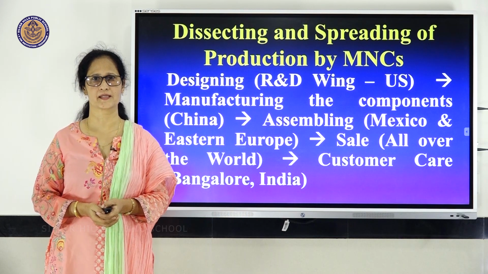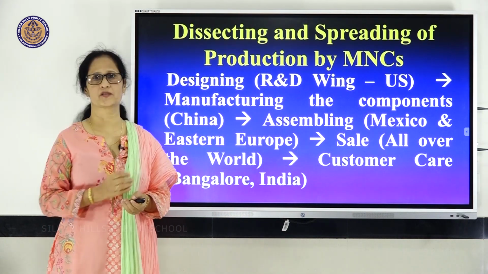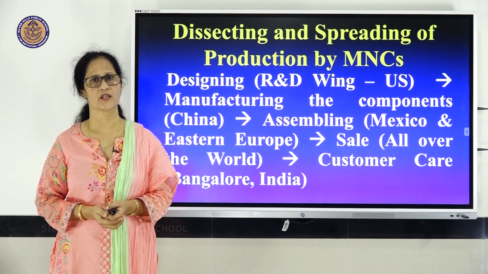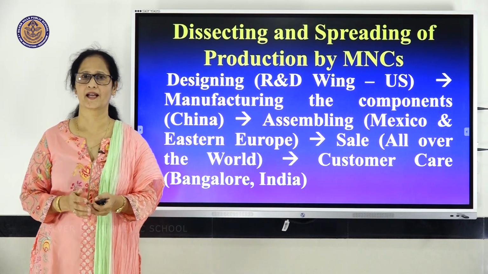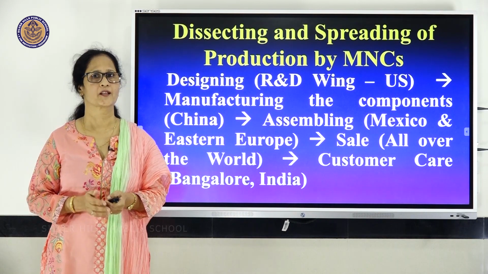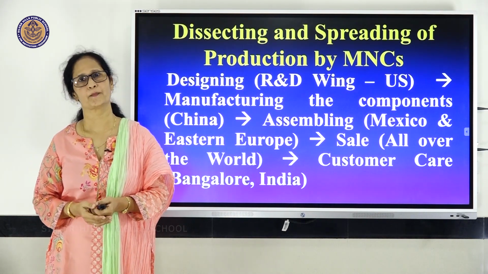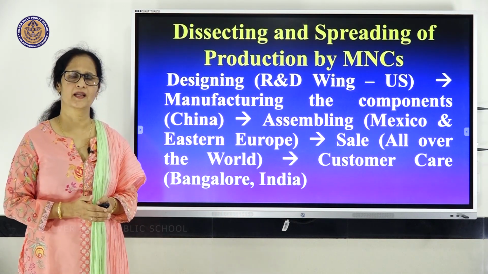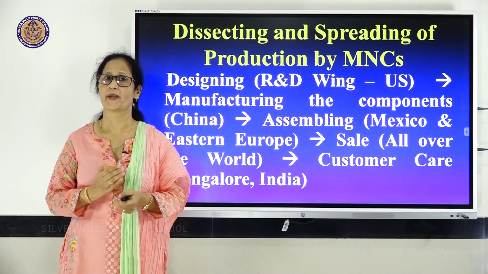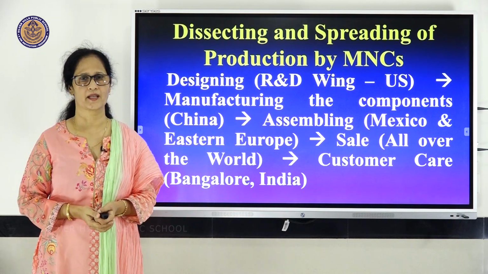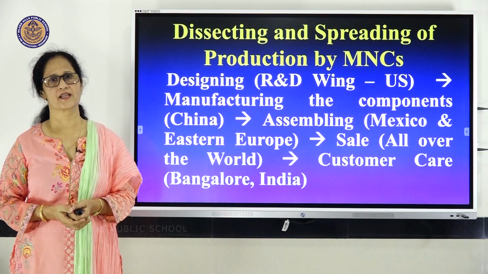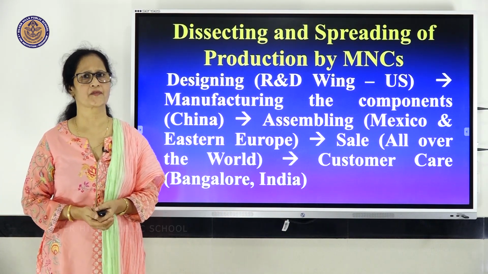Why is the MNC doing this? Let us analyze and go back to the example. Why is the company producing the components in China, not in US? This is because China is a comparatively cheap manufacturing location. Compared to the US, the raw materials and labor, etc. are much cheaper. Why assembling in Mexico and Eastern Europe? This is because of closeness of markets. Mexico can cater to both American continents, and Eastern Europe will take care of European countries and the neighboring Asian countries.